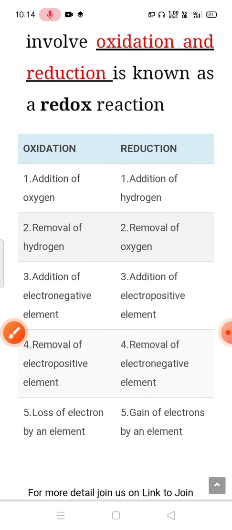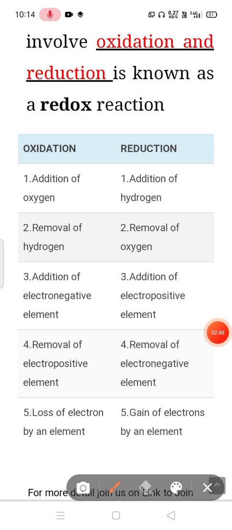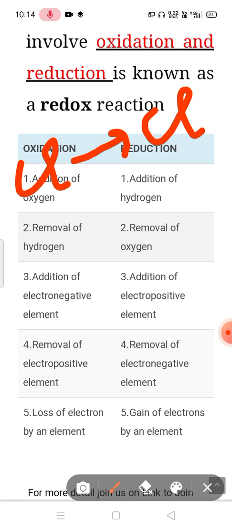Okay. Next is loss of electron by an element, gain of electron is this. Suppose I am writing here Cl is going to convert into Cl-.